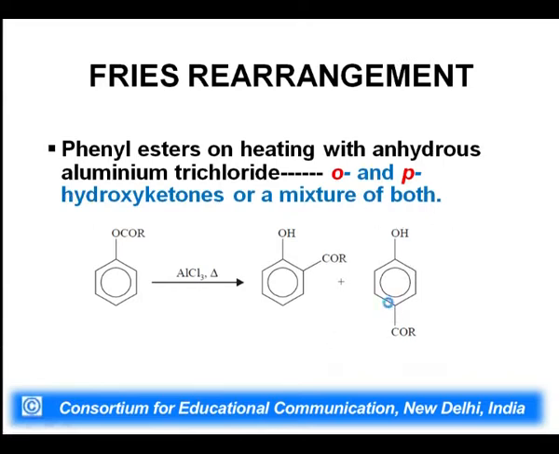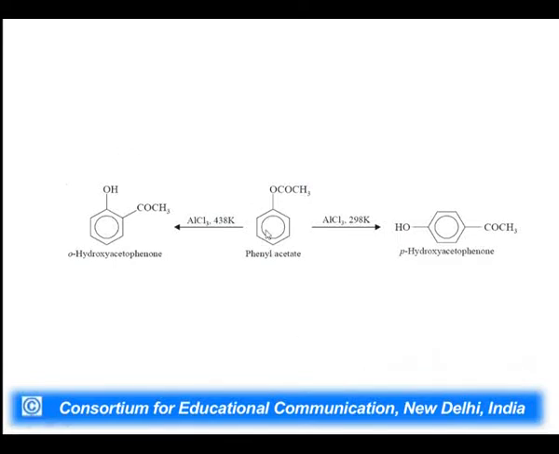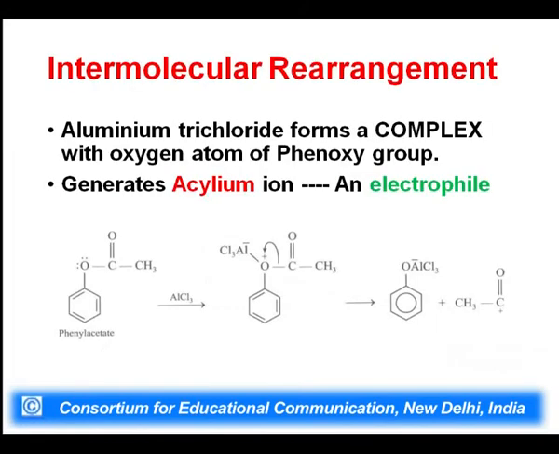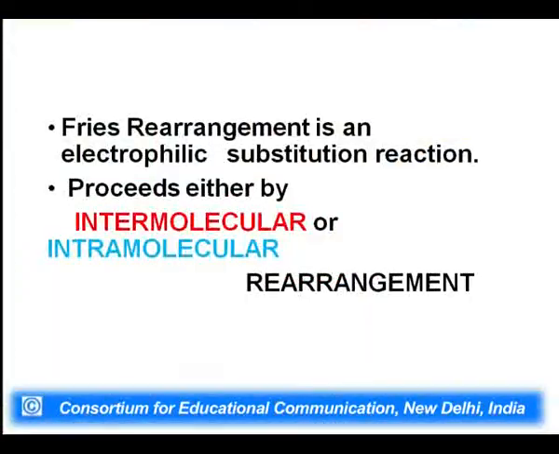So what we see here is that when we do the reaction at low temperature, then we get para-hydroxyacetophenone, and when this reaction is done at high temperature, then we get ortho-hydroxyacetophenone. So this is an example. This reaction can proceed either by intermolecular or intramolecular pathways, and it is an example of electrophilic substitution reactions. First, we will go into the mechanism of the intermolecular pathway in detail.